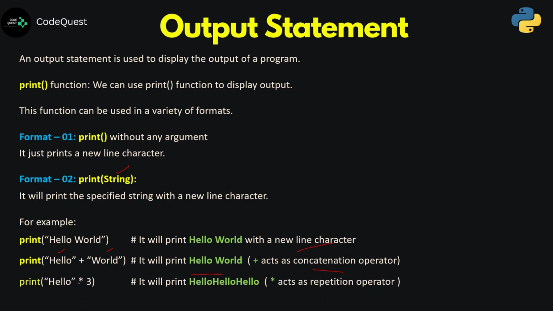Now if I use an asterisk, which is a multiplication operator, along with a string followed by a numeric value, this asterisk is going to act as a repetition operator, which is going to repeat the string as many times as mentioned in the digit, like hello asterisk 3. So hello is going to be printed 3 times, as the asterisk is working as a repetition operator.